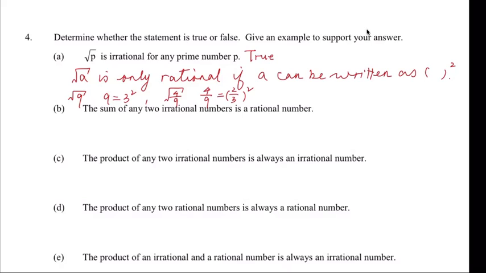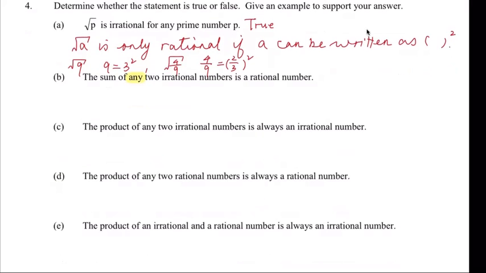B, the sum of any 2 irrational numbers is a rational number. So for this question, the key word here is any. Because the question has the word any, the statement is false. The sum of any 2 irrational numbers is a rational number. This statement is false.